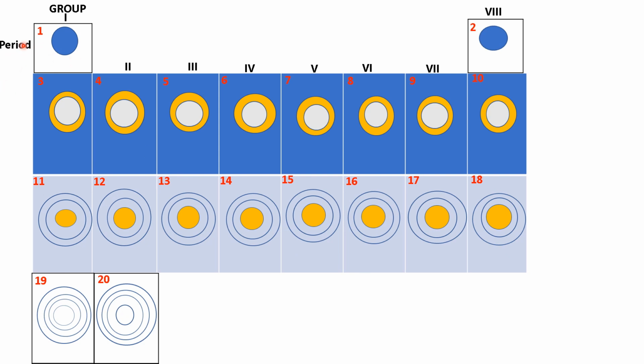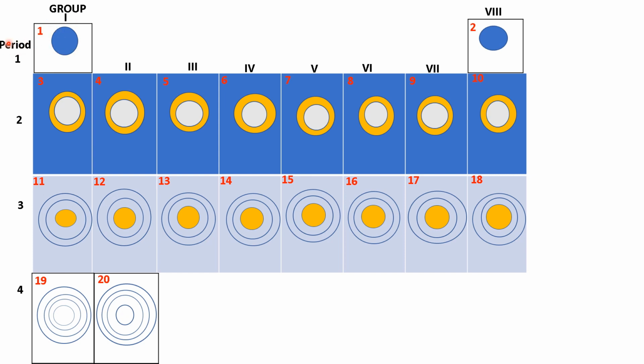Period. The row refers to the period. This is period number 1, period number 2, period number 3, period number 4. Here, this is one shell. These are 2 shells. These are 3 shells. These are 4 shells. According to the number of shells, we have the period number.